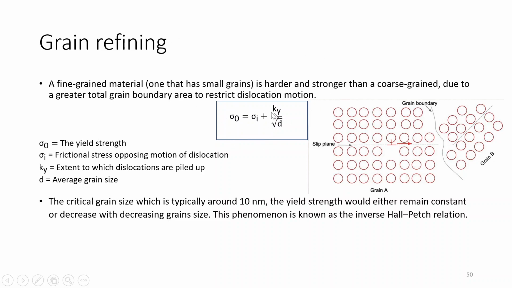This one is your Hall-Petch relation. In this case you can see the motion of a dislocation. This dislocation is moving and will face a barrier at the grain boundaries because there is a change in orientation along this grain boundary. So more stress will be required for this dislocation to move in the material.